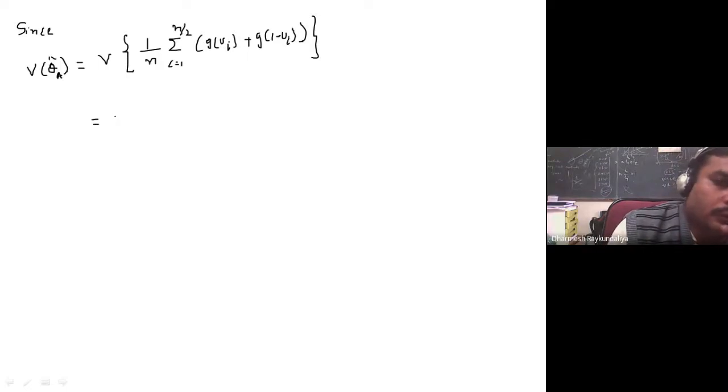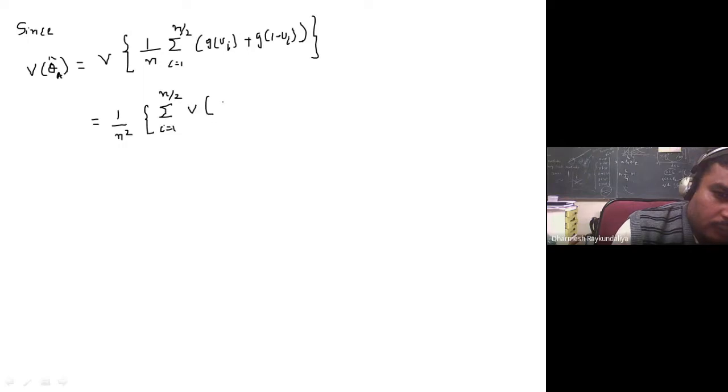u1, u2, ..., un are independently distributed. So the variance of the sum is nothing but the sum of the variances, because the covariance between the ui is 0. So 1 upon n comes out, it is 1 upon n square, times the summation, i running from 1 to n by 2, of the variance of g of ui plus g of 1 minus ui. Is that fine? Yes, sir.